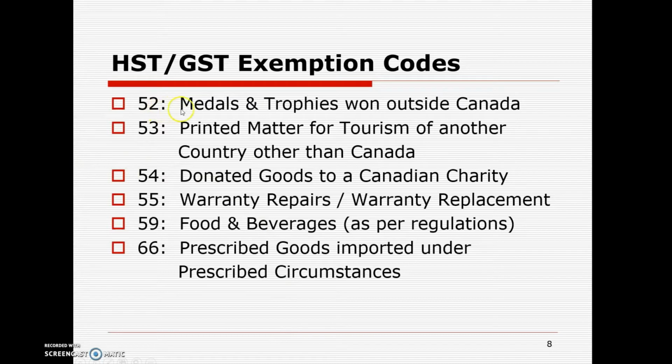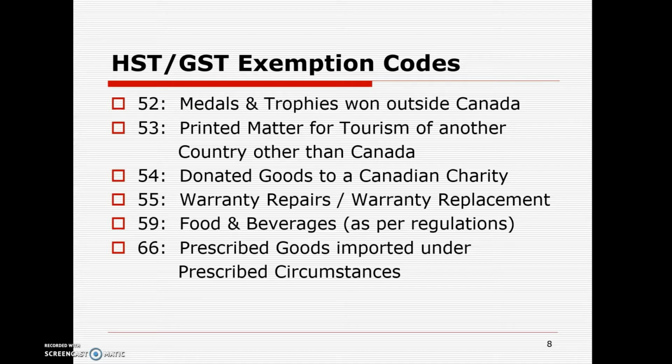If you're a sports team and you win a trophy outside of Canada, you're coming back in with that trophy, you don't have to pay GST on the value of the trophy. We put exemption code 52 in field 35 of the B3. The most common one you will see is number 59, food, groceries. So when Loblaws imports a shipment of lettuce from the United States, on the GST field 35, they do not put 5 or 0, they put 59 because groceries are exempt from GST, and we put the exemption code 59 in that particular field.